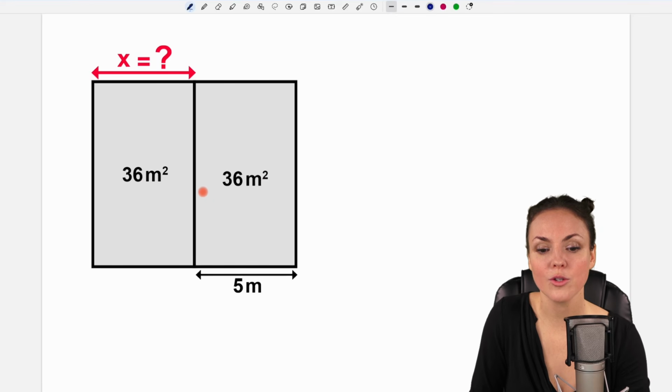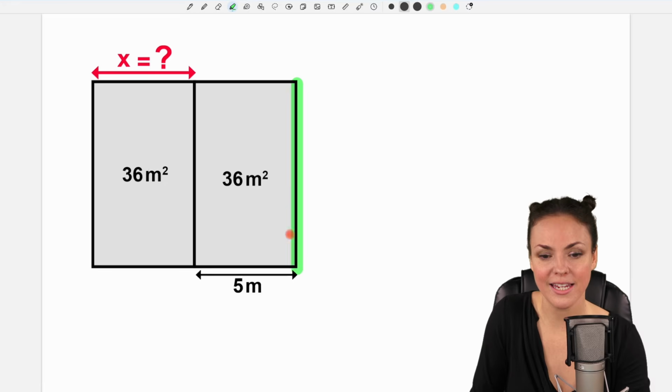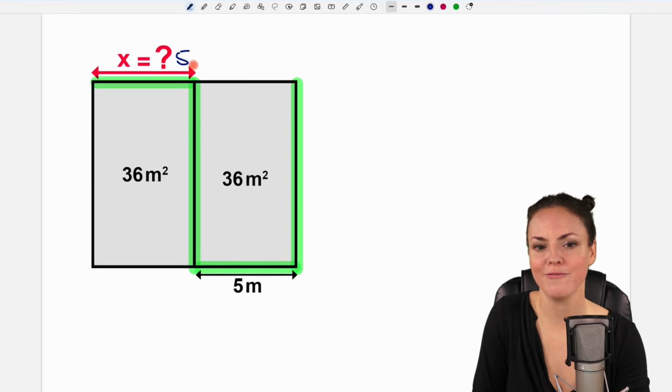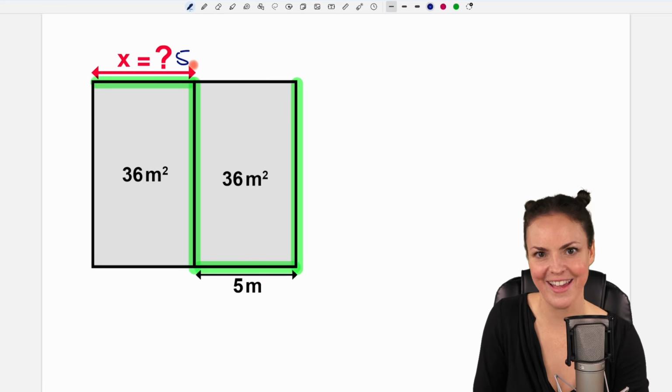And now we can just compare those two rectangles. They have the same area. They have the same length here, so they have to have the same width. So x has to be 5, and we found the solution really fast.